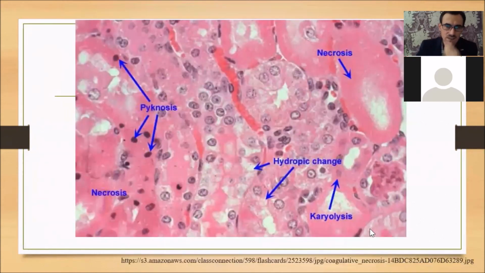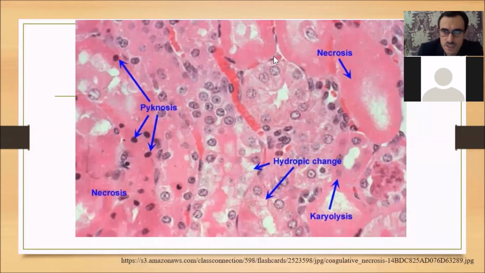I like this slide taken from the kidney for coagulative necrosis, but what do we see here? Who can help me? What do we see in this illustration, in this histological slide? Do you hear me? This is a biopsy taken from the kidney.